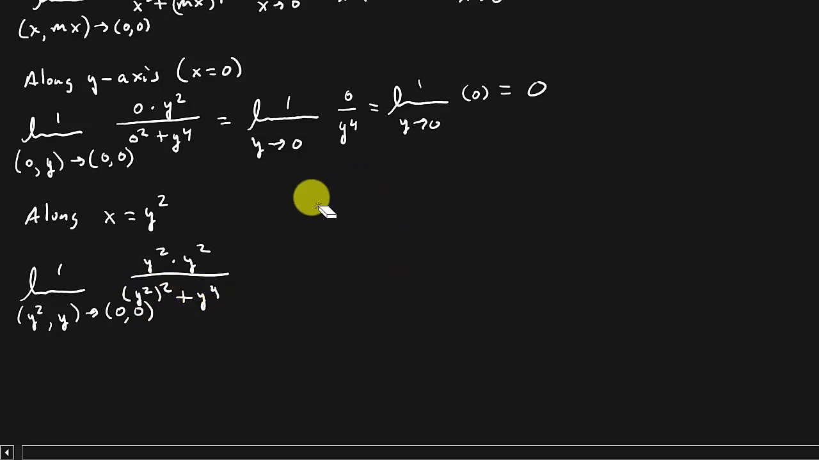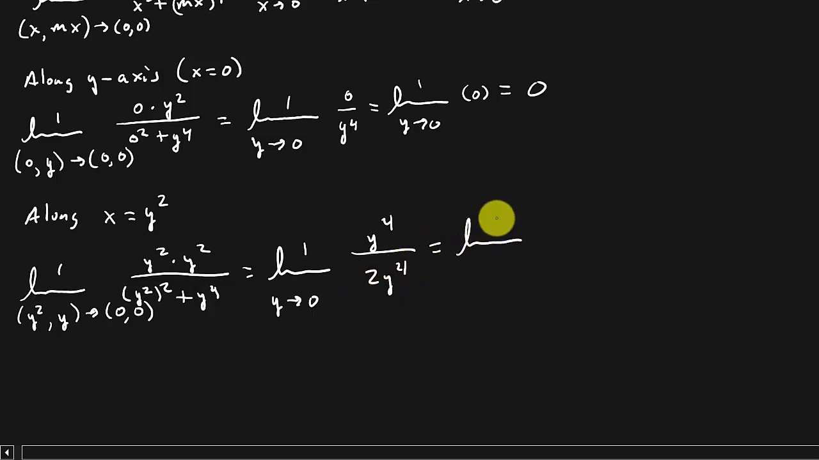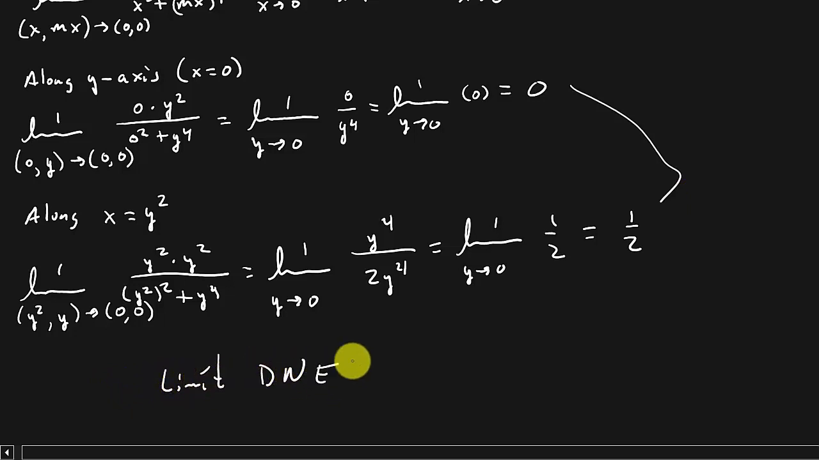All right. And so this is going to be the limit. Now we're just in terms of y, as y goes to 0, and that's going to be y to the fourth over y to the fourth plus y to the fourth, which is 2y to the fourth. So the limit as y goes to 0 is 1/2. Oh, and look at that, that's 1/2. So we found limits that are different from two different paths, and so this limit does not exist.